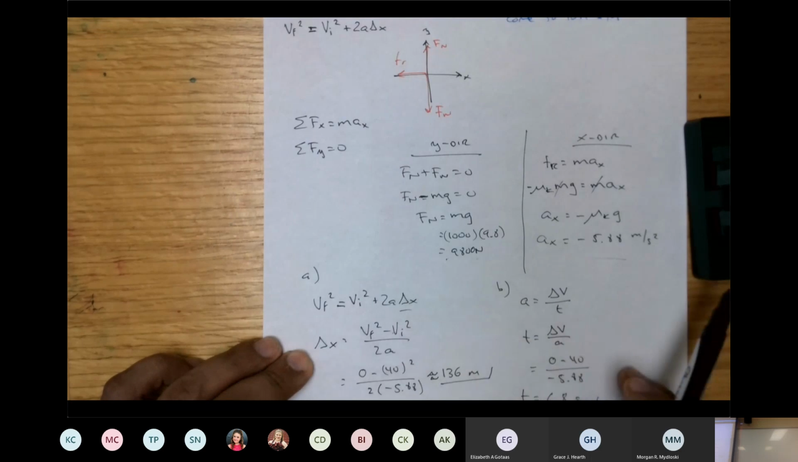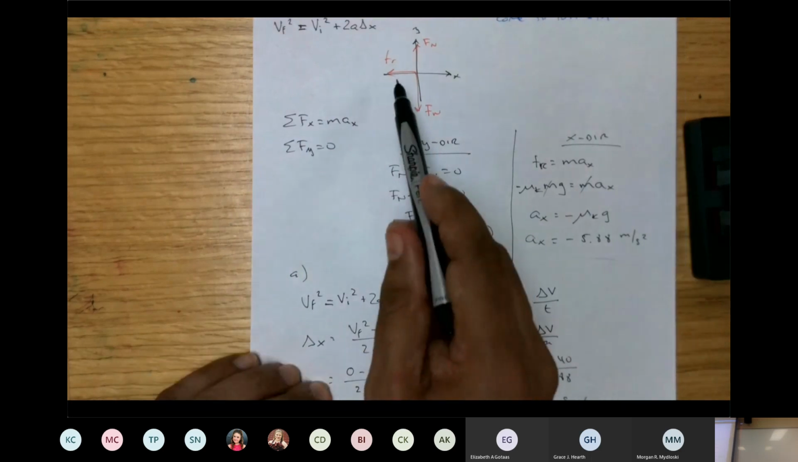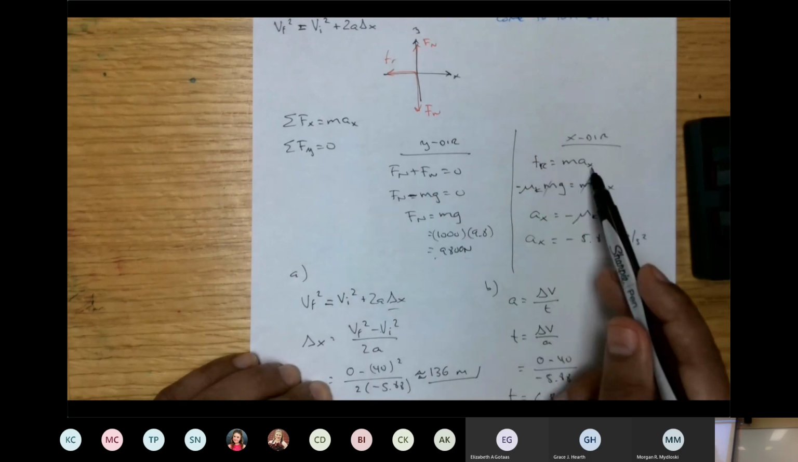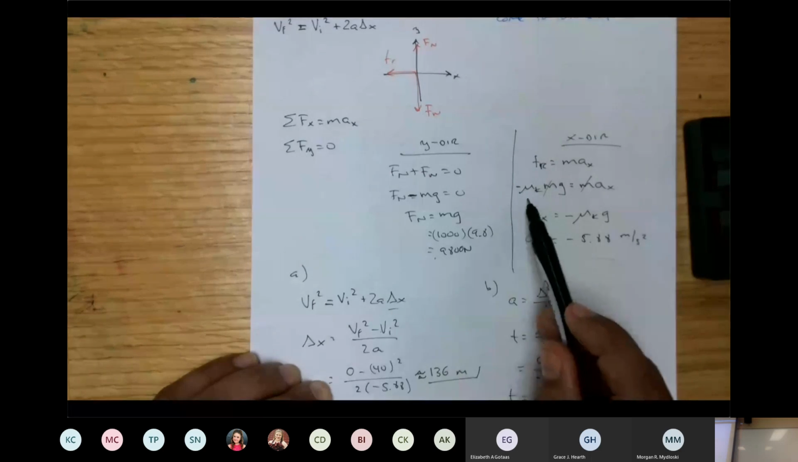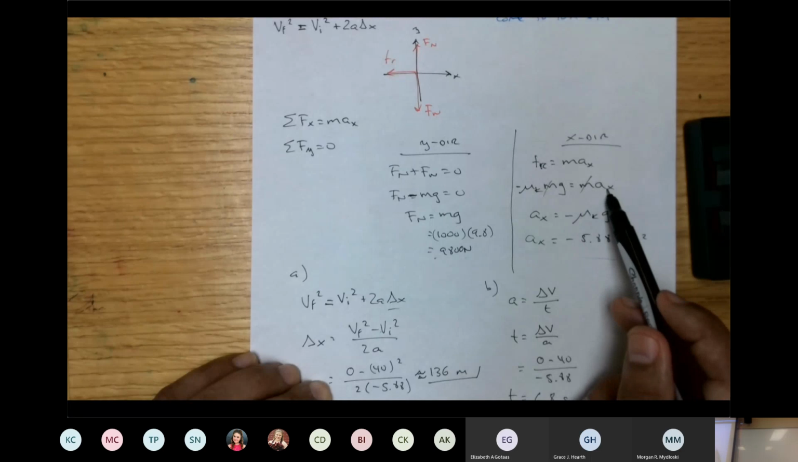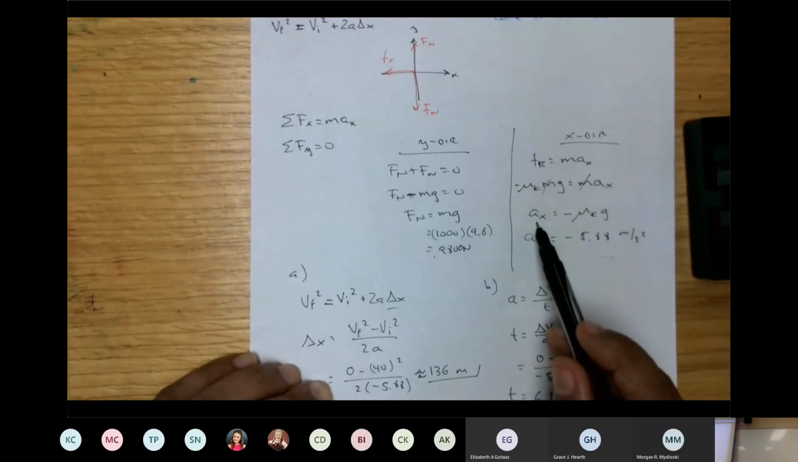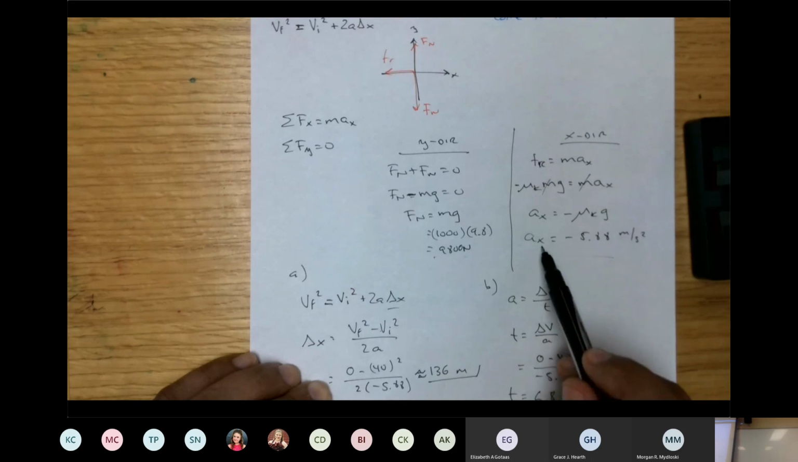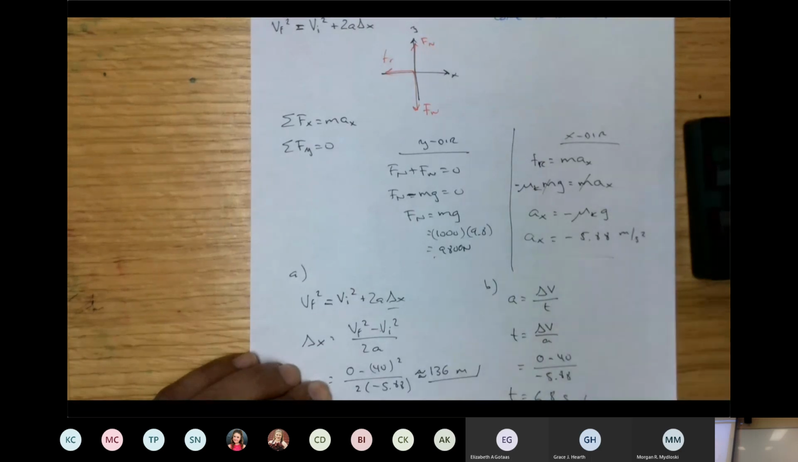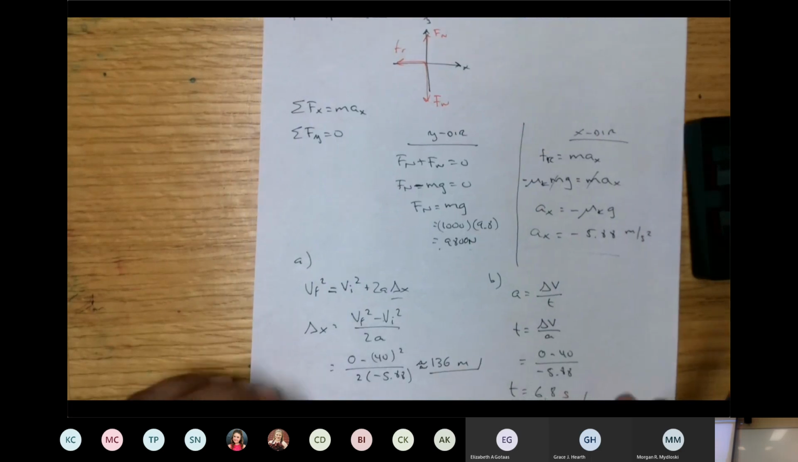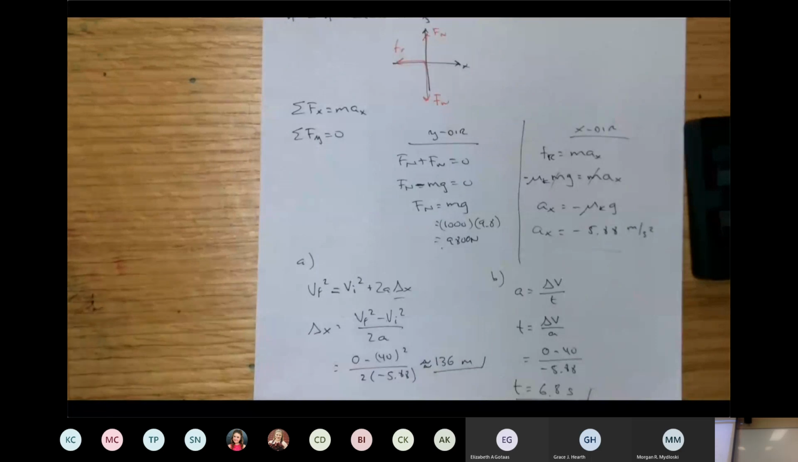Now, in the X direction, you only have one force: friction. So friction equals mass times acceleration, and friction is mu k times mass times gravity equals mass times acceleration. The masses cancel, and the acceleration is negative mu k times gravity, which is negative 5.88. There are different ways you could get that value, but if you got negative 5.88, you did great.